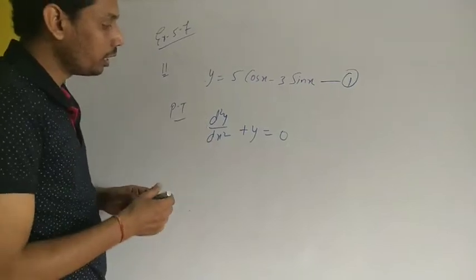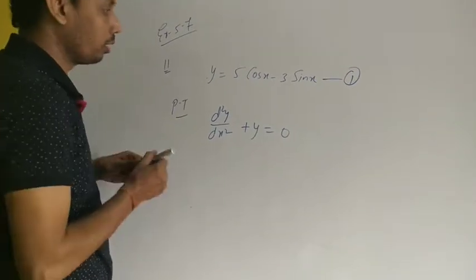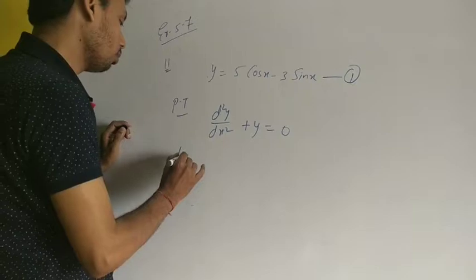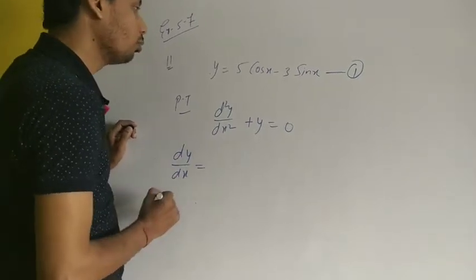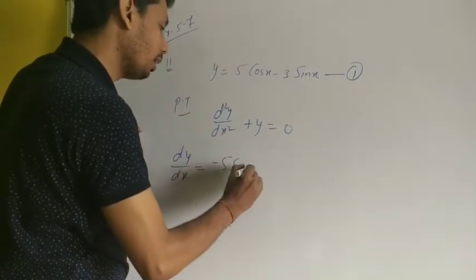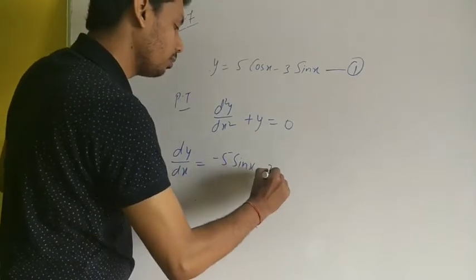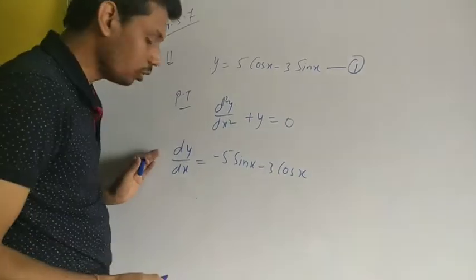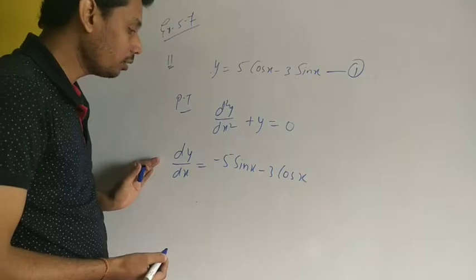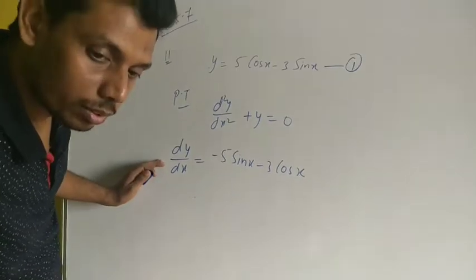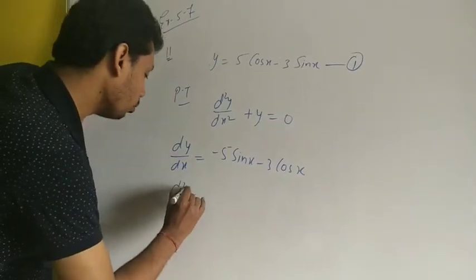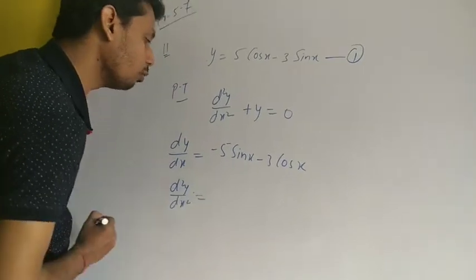Determine the value of d square y by dx square. So y is equal to what? So dy by dx is equal to minus 5 sin x and minus 3 cos x. So here we have the value of dy by dx. Now this d square y by dx square, this is equal to what?